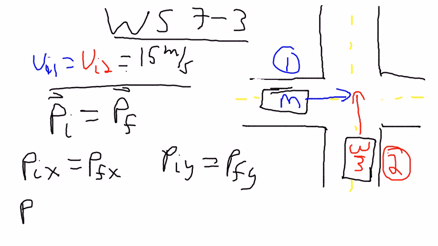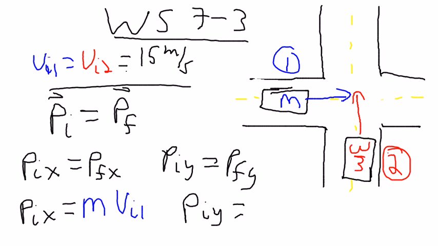If we look here, we can see clearly that our initial momentum in the x direction is going to be equal to a single m multiplied by v initial 1. That's the only thing moving in the x direction initially. And our initial momentum in the y direction is only going to be a result of the vehicle with 3 mass, so it's just going to be 3m multiplied by v initial 2. Now these v initials are both 15 meters per second, but for now I'm going to leave it in variable form.